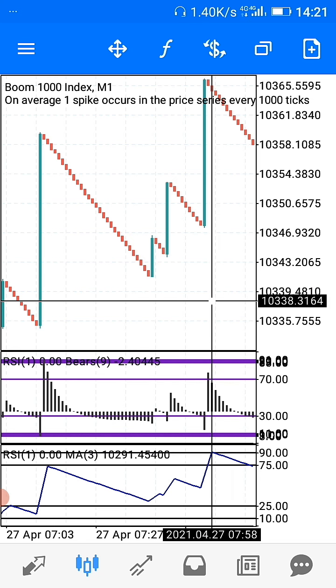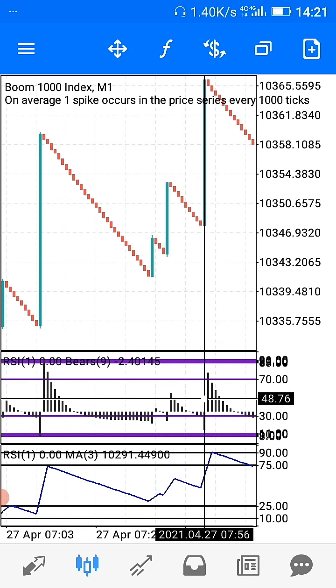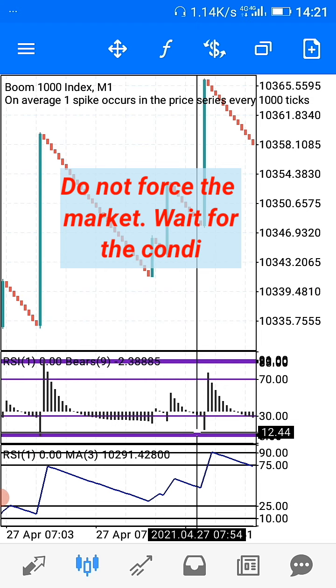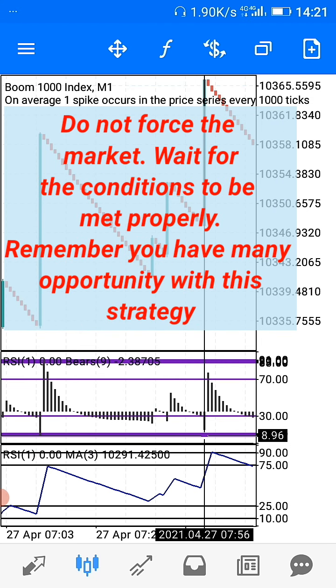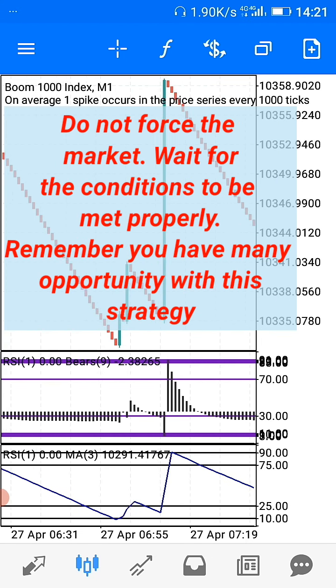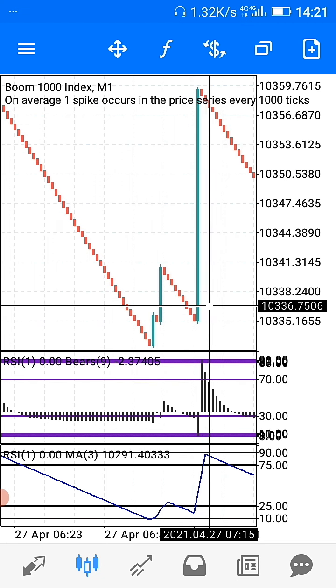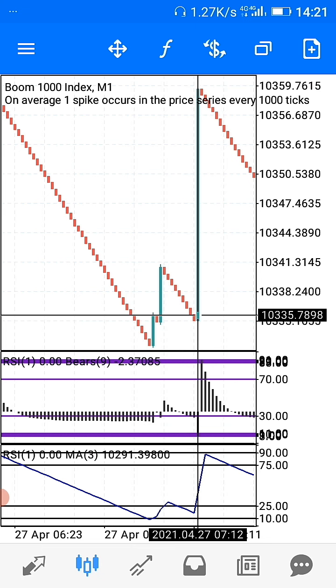This is not also a perfect entry because the bear here wasn't touching this level and it was not buried at all, so it's not a good entry. Now this is a perfect entry, okay? Now look at it here. This is a perfect entry.